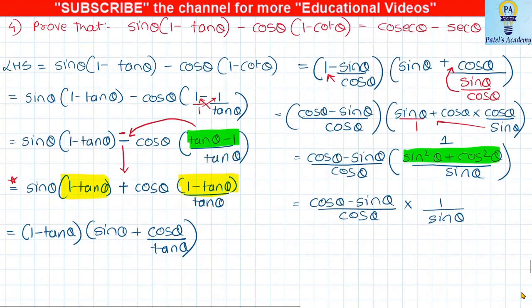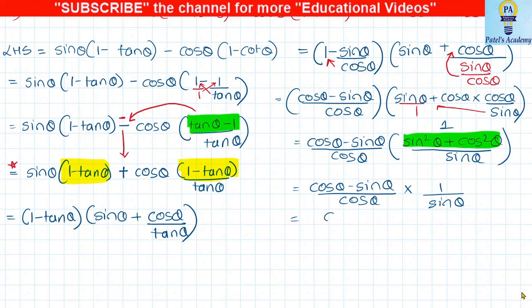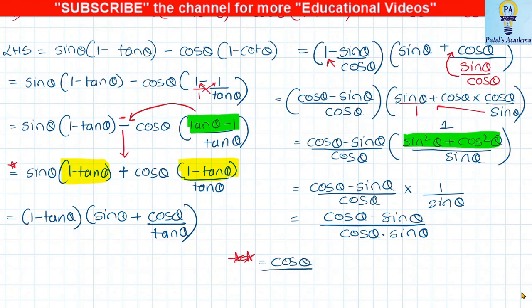Last 2-3 steps, students, I'll do it over here. Now what I have is cos theta minus sin theta upon cos theta into sin theta. Now what I'm going to do is split the denominators. See this step. So what I'll get is cos theta upon cos theta into sin theta minus sin theta upon cos theta into sin theta.